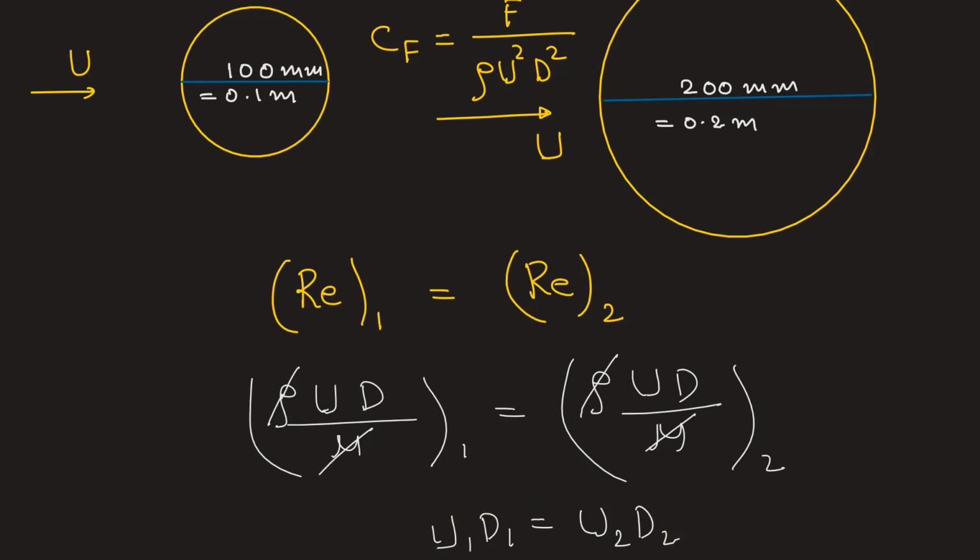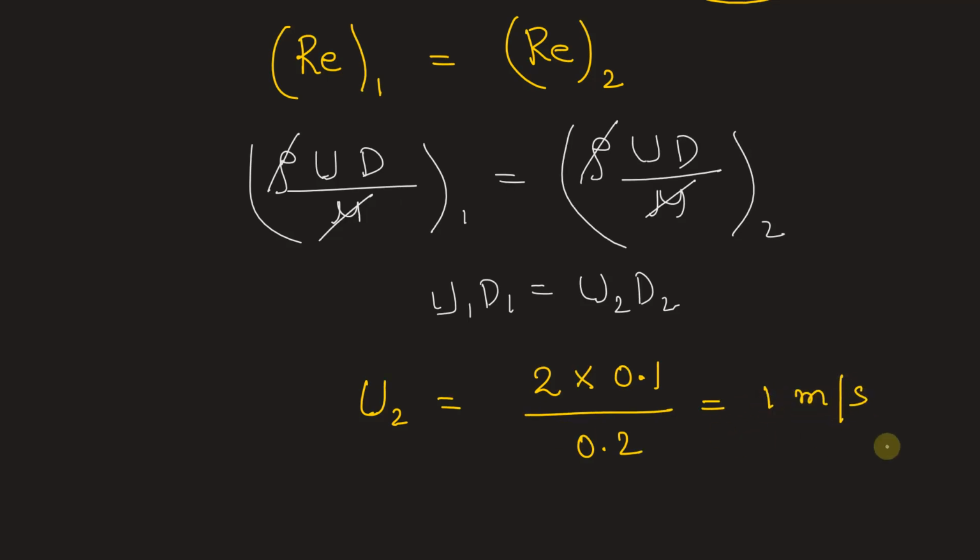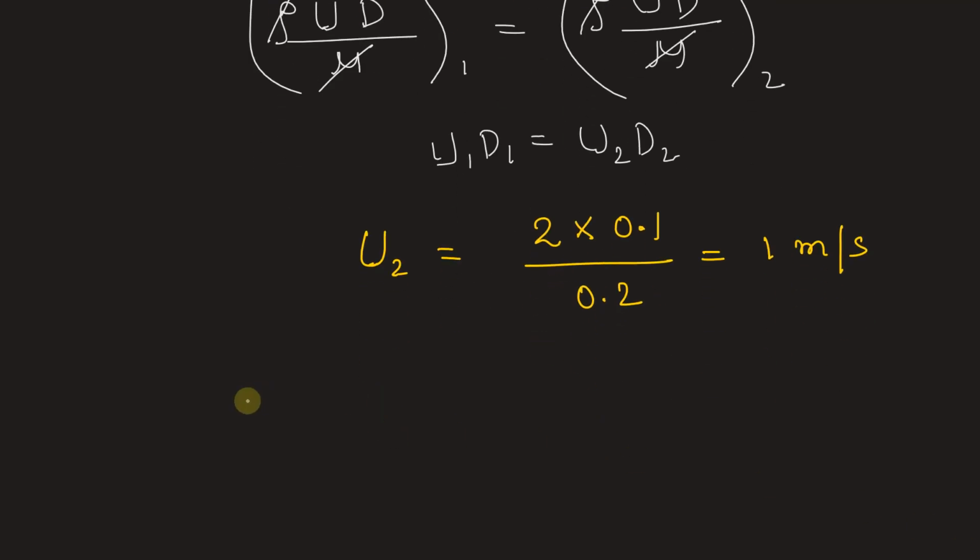Now using this equation we can find the velocity of flow over the second sphere, that is u2. So u2 will be equal to u1 d1 upon d2. u1 in the problem is 2 meter per second multiplied by d1, which is 0.1 meter, divided by d2, that is 0.2 meter. Therefore u2 will be 1 meter per second. Since the flow over sphere 1 and sphere 2 is in dynamically similar condition, the drag coefficient over sphere 1 will be equal to the drag coefficient over sphere 2.